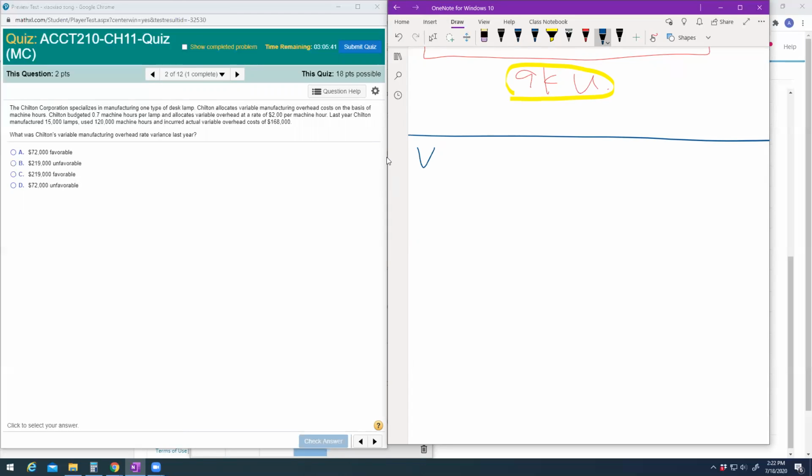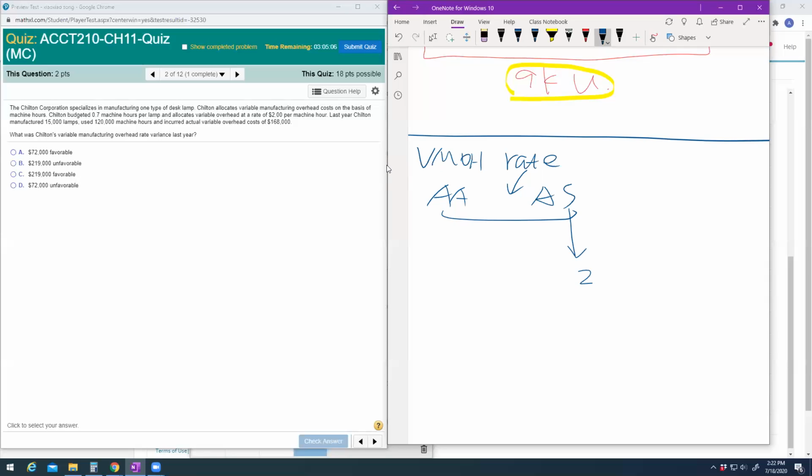Variable manufacturing overhead rate variance. So that is actual, and actual standard. This gives me the rate variance. I look at all the data I need, especially the variable manufacturing overhead on the base of machine hours. Now we know it's based on machine hours. Budgeted 0.7 machine hour per unit, allocate variable overhead at the rate of $2. So your standard is $2 for 1 machine hour.